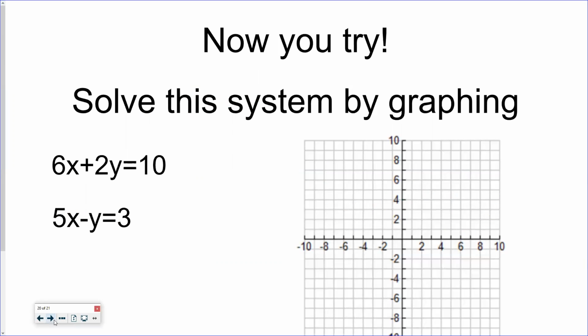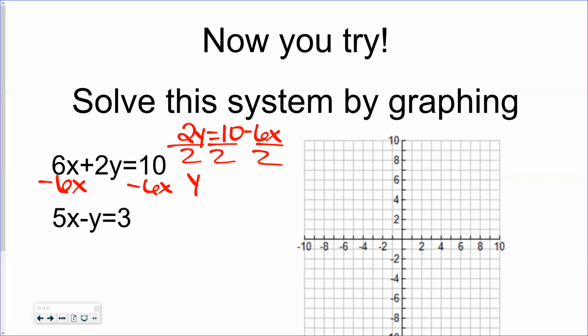All right, now you guys pause the video and you guys try this. All right, so let's go ahead and let's check to see if we did this correctly. I would subtract 6x at the start, so I would have 2y equals 10 minus 6x, divide everything by 2, and I'm going to get y equals 5 minus 3x.